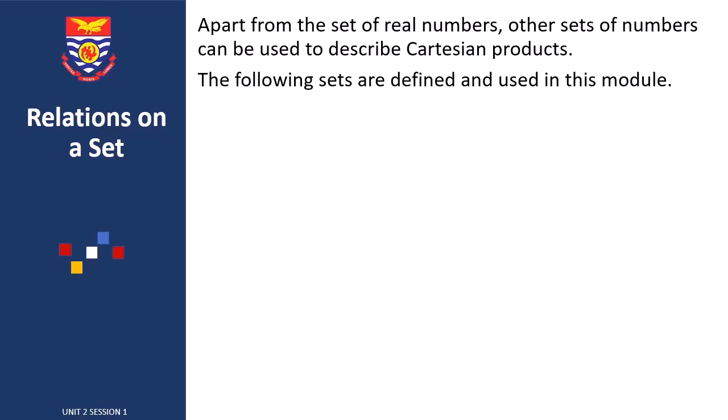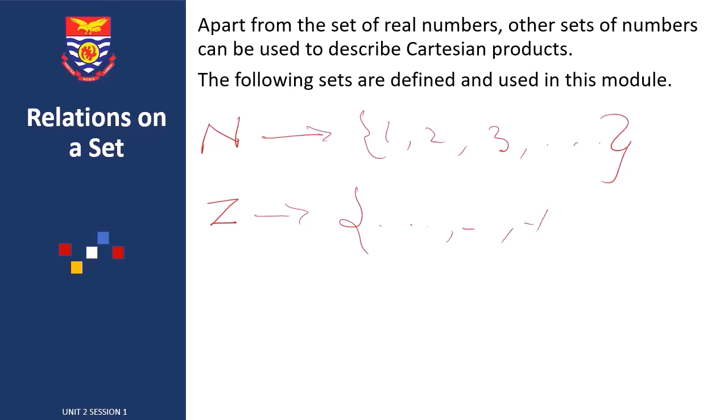One of them is we can use the set of natural numbers, denoted N, and you know that the set of natural numbers starts from 1, 2, for the purpose of this study, up to infinity. We can also use the set of integers, denoted by Z, and you know that it can be both negative, let's say -2, -1, 0, 1, 2. So that's the set of integers.